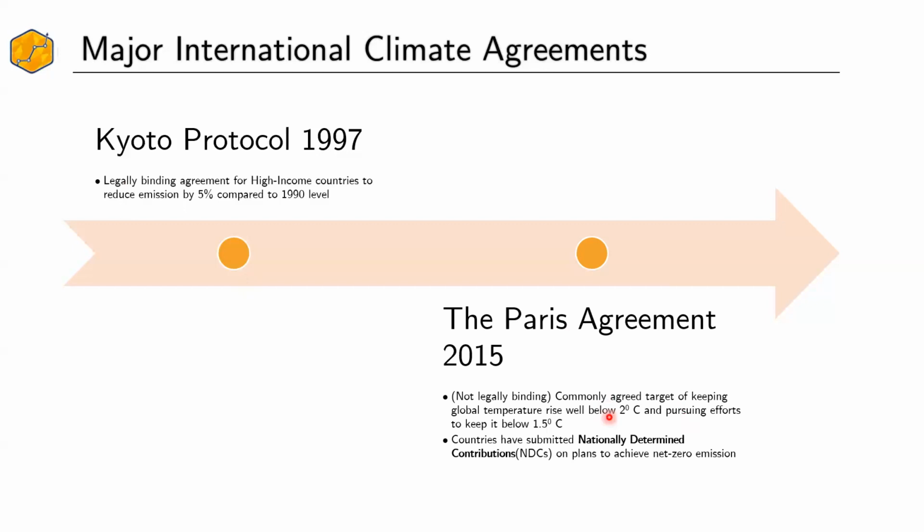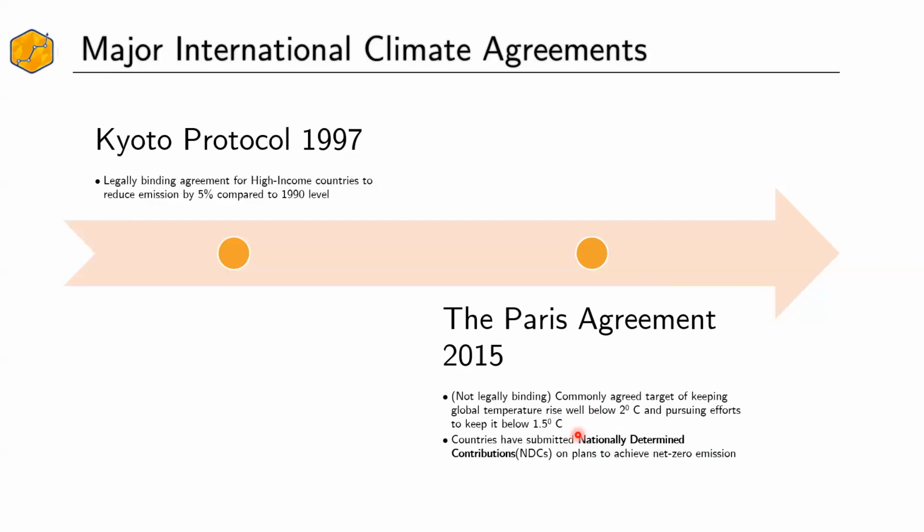Already we have contributed, right now we are close to 1.2 degrees centigrade higher than the pre-industrial level. We are at that level, 1.2 degrees centigrade. So the agreement is we should limit the rise to well below 2 degrees and make best efforts to limit it to 1.5 degrees centigrade. That was the agreement.